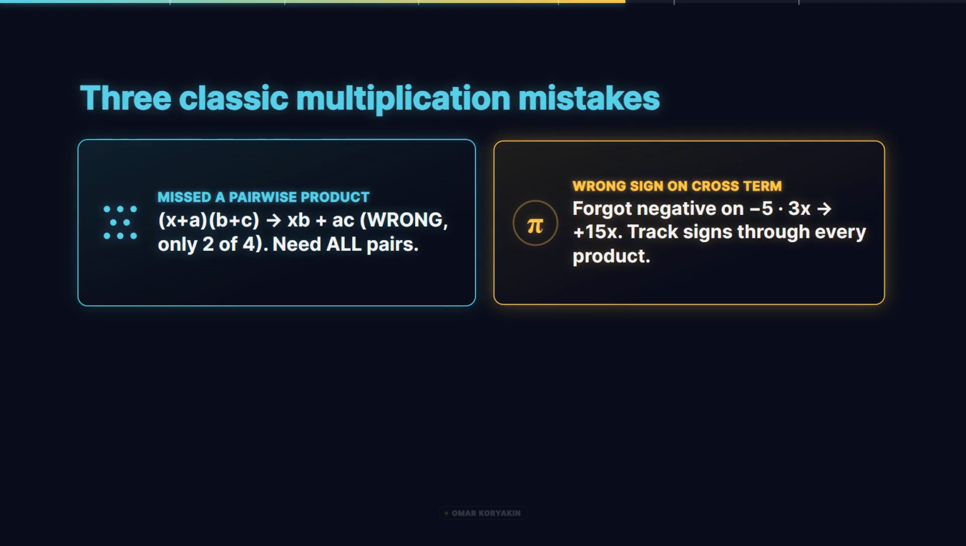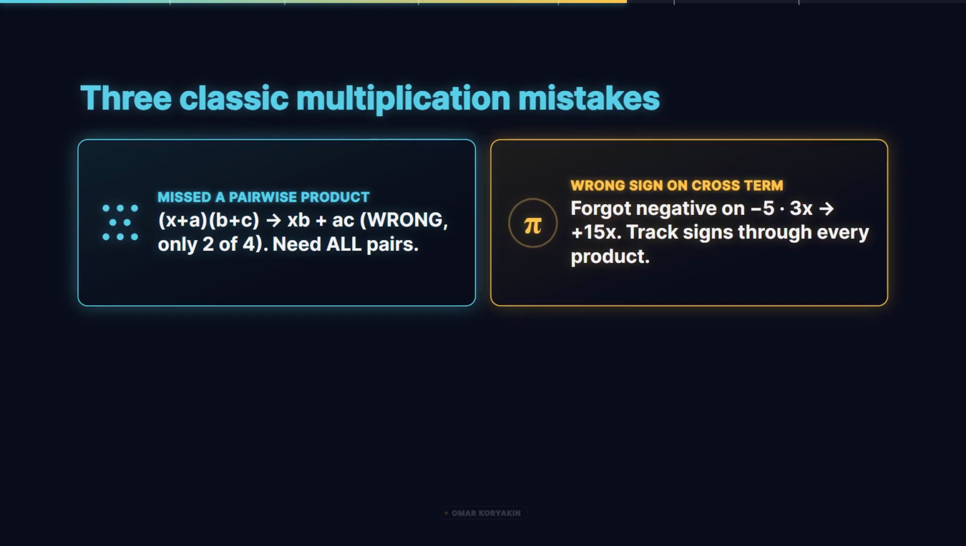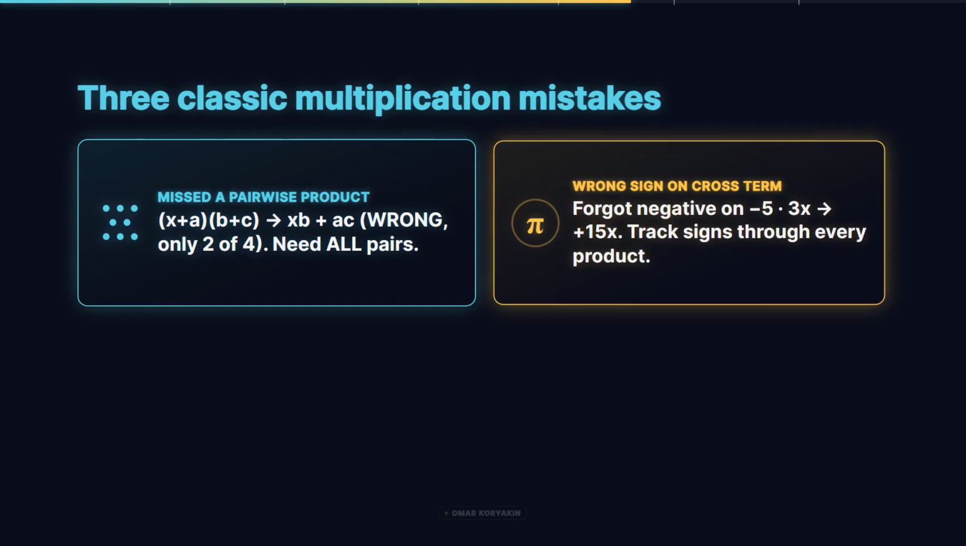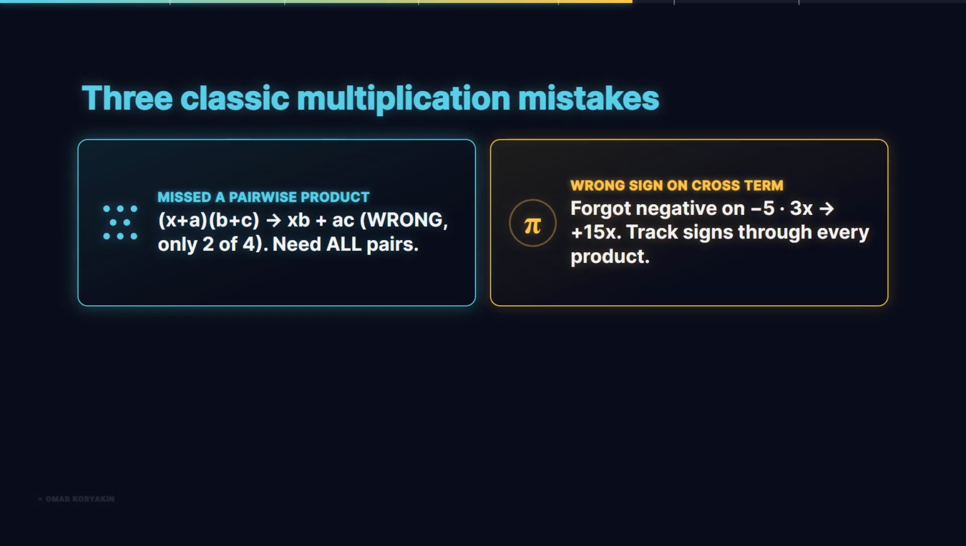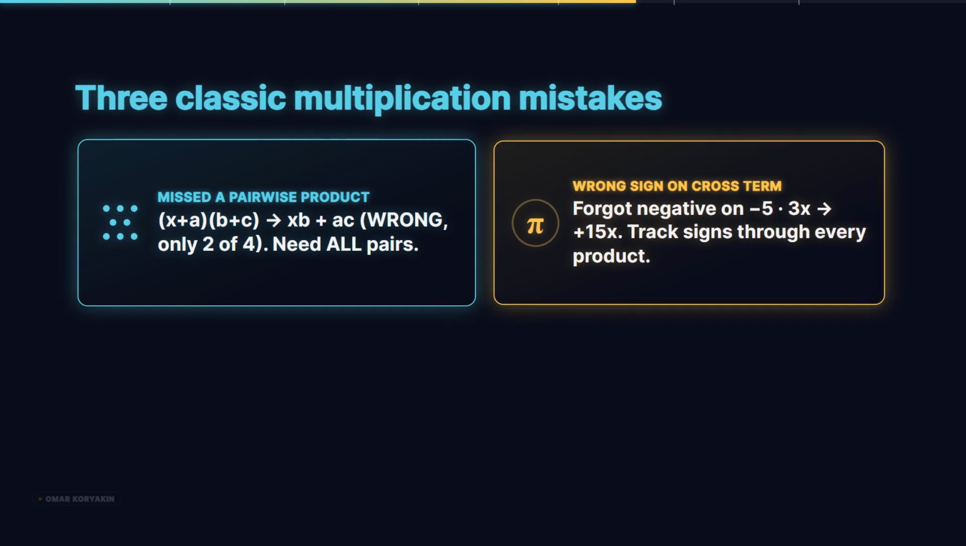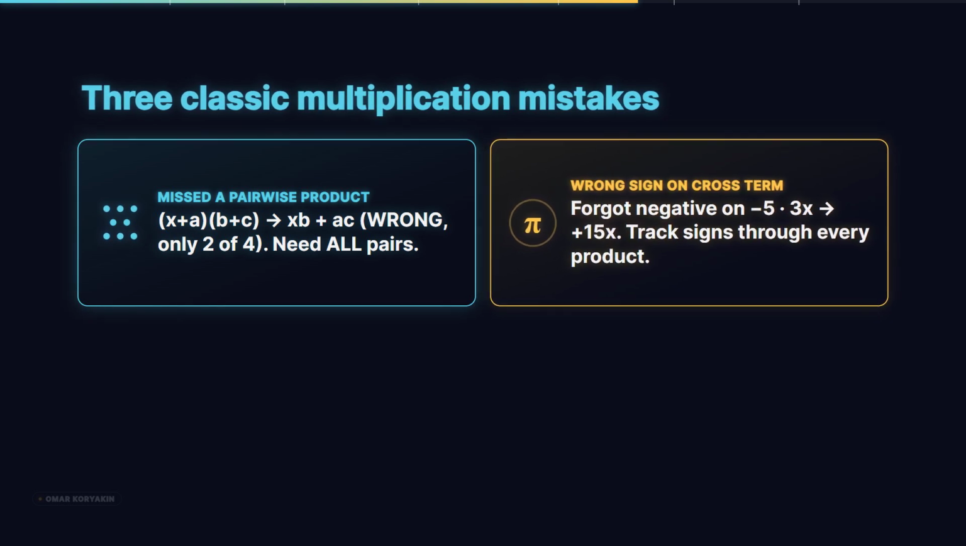The fix is to always track signs explicitly during every pairwise product, treating the sign as part of the coefficient. Negative 5 times 3x equals negative 15x, no exceptions. After all pairwise products are written, double-check each sign before moving to the like terms collection step.